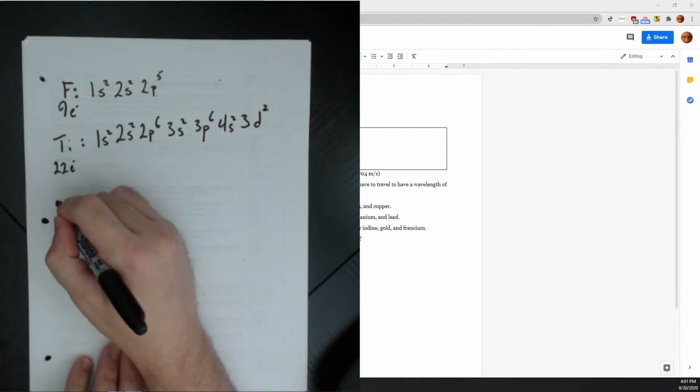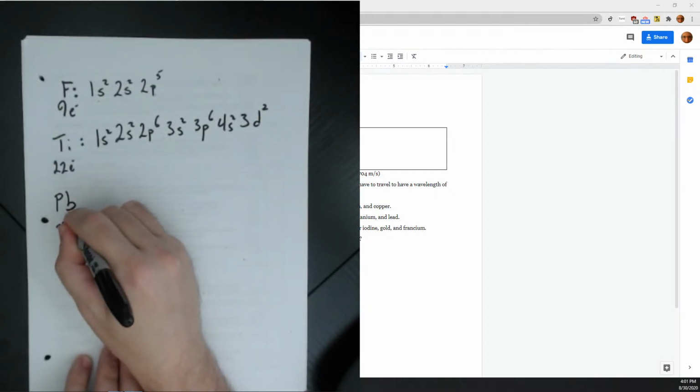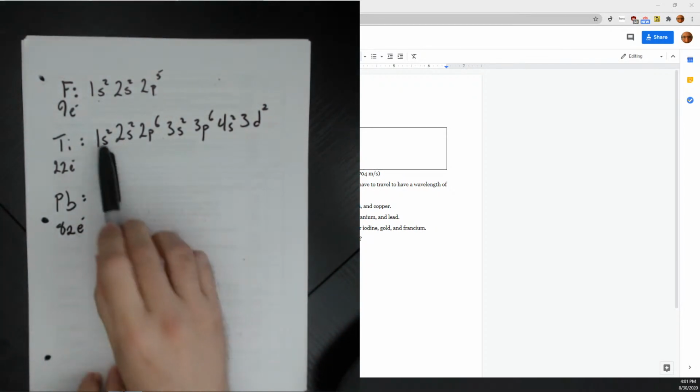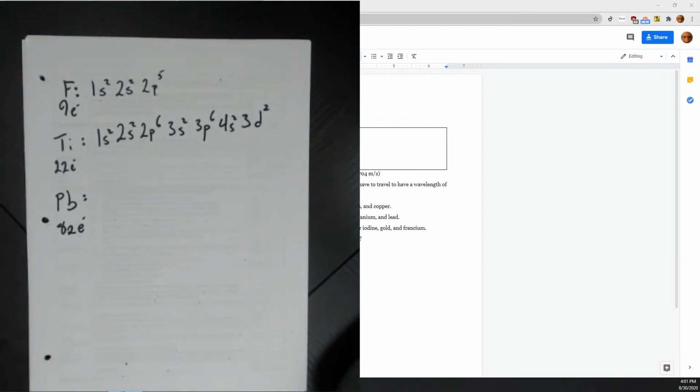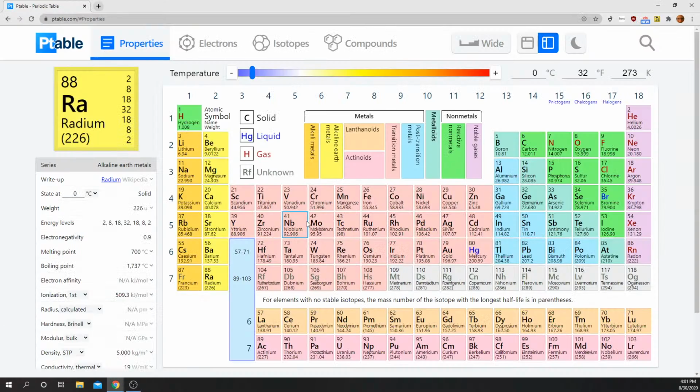And finally, we have lead with 82 electrons. If I were to try and count them out as I went along, that would be a major pain in the butt, which is why I do not do that. That's why I have this: we're going to end in the p block. We're going to end on the 6th row. There's 2 p electrons. So we're going to stop when we get to 6p2.